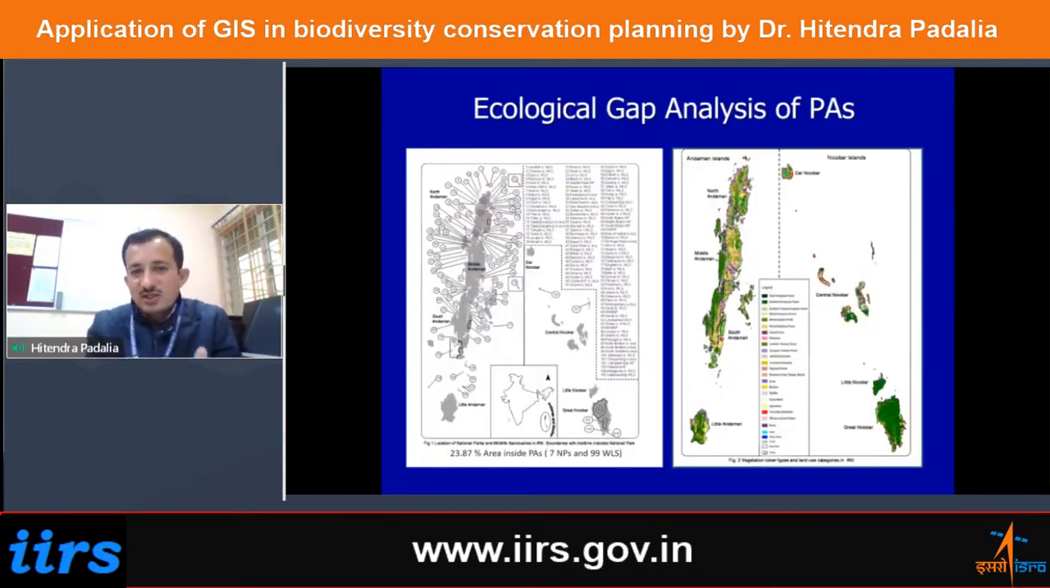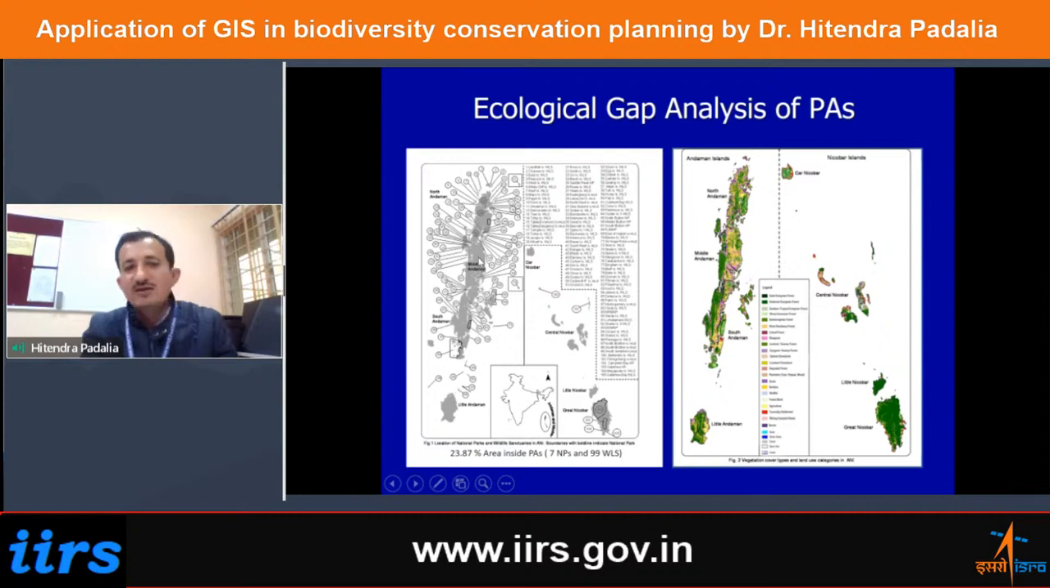Then it's just an extension of this. I am showing, for example, a case of the Andaman and Nicobar Islands. You can see from this map that the Andaman area is very small, something around 8,000 square kilometers, but you see how many protected areas have been designated there. There are in total 99 wildlife sanctuaries and 7 national parks. And you will be surprised to see that on the main part of these islands, you won't see large protected areas. Only the small islands which are lying outside the mainland area have been declared as protected areas.